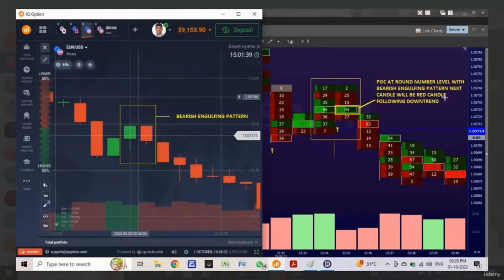Okay, POC round number level with bearish engulfing pattern. Next candle will be red candle following the, yes, exactly. You mentioned this one, that following the downtrend, you must follow the trend here. You must follow the trend here.